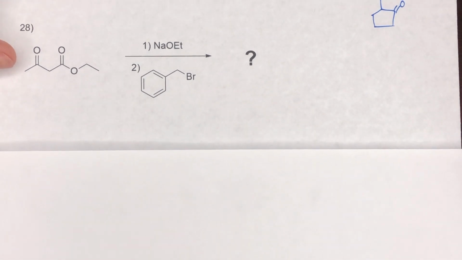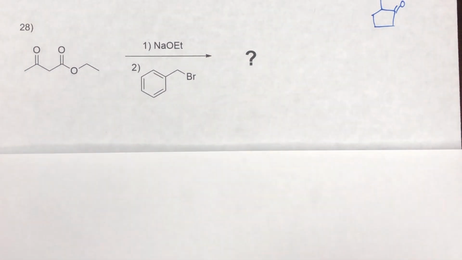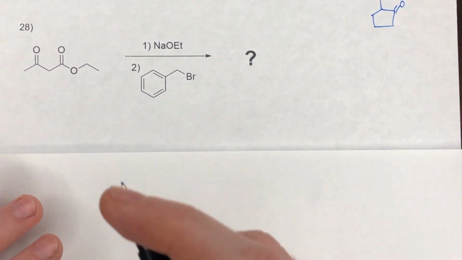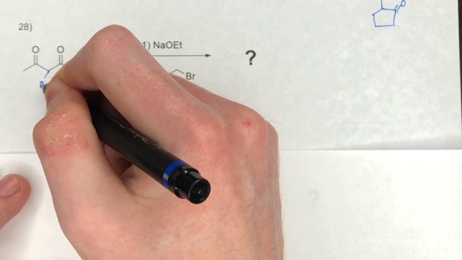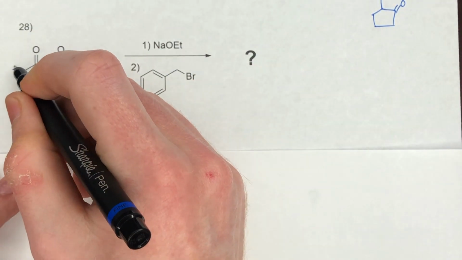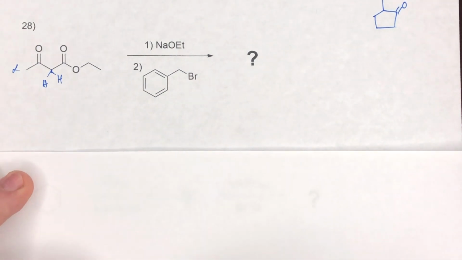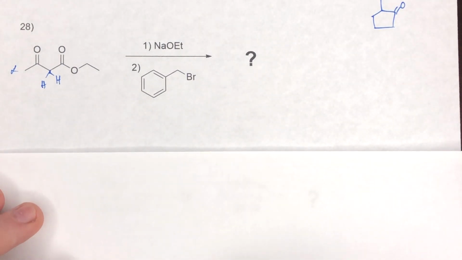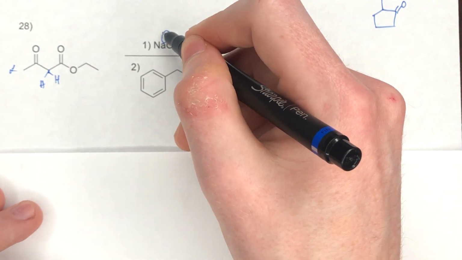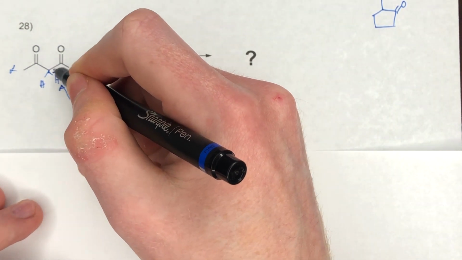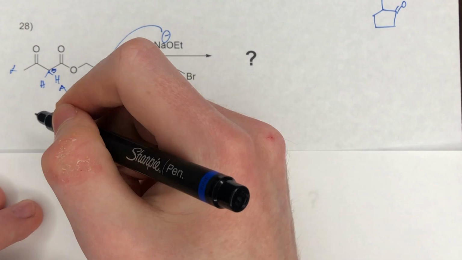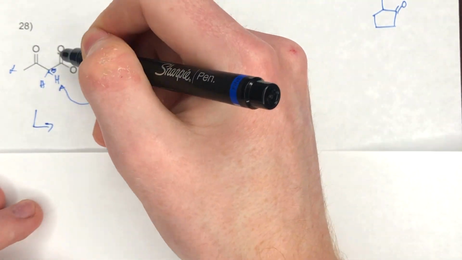Question 28 here. Again, we have sodium ethoxide, a strong base. We're looking for an acidic proton. We have 2 sets of alpha protons, this one and the one over here. But the one that I indicated first is far more acidic because it is adjacent to 2 different carbonyls, which means you have an additional resonance structure.